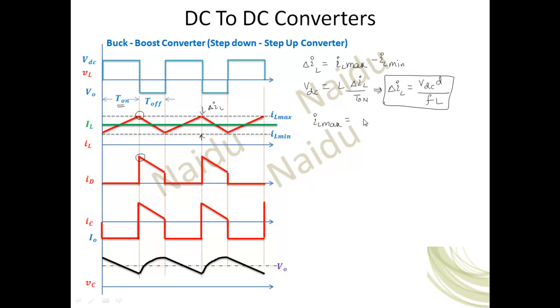So IL max is nothing but, as we discussed, it is IL plus delta IL by 2. IL min is IL minus delta IL by 2. But we calculated delta IL. But how to calculate the IL? In this case, IL is neither equal to the average value of the source current nor the average value of the load current. We need to wait for that, how to calculate this.